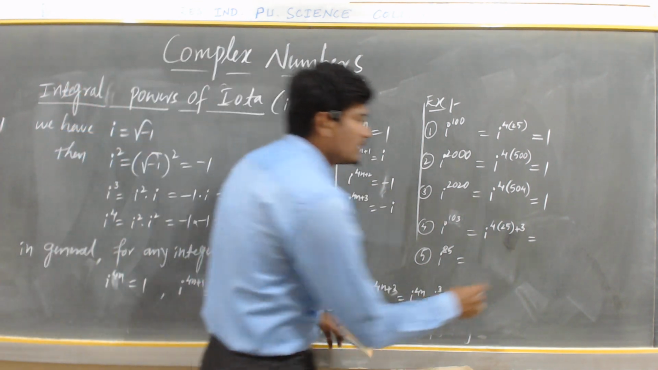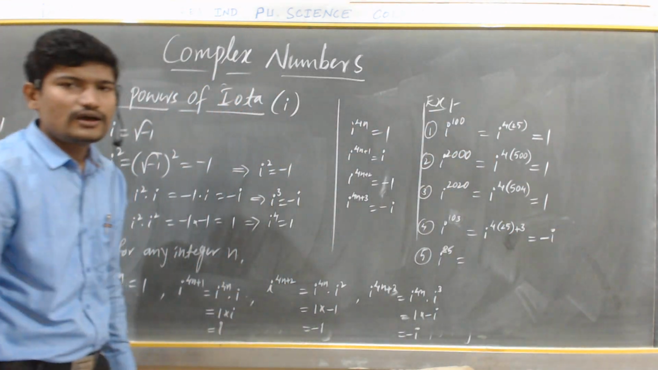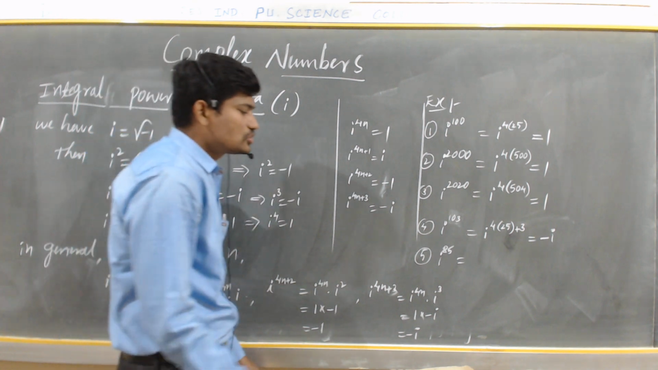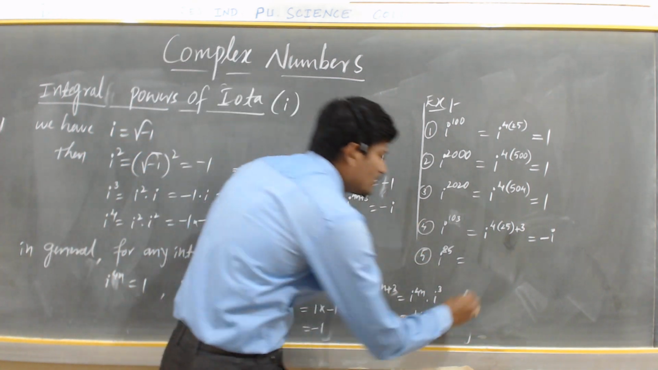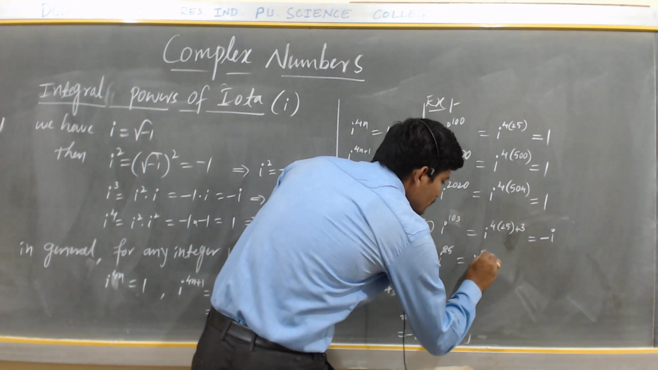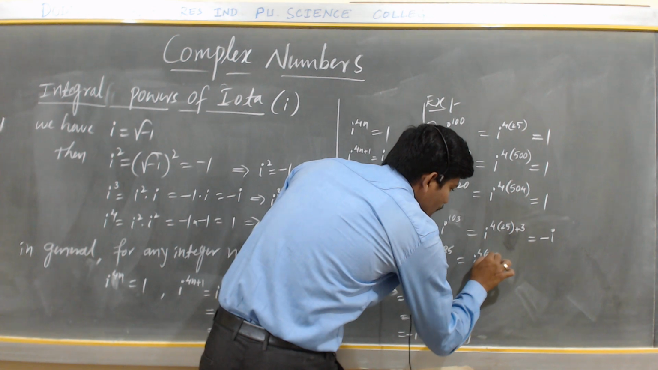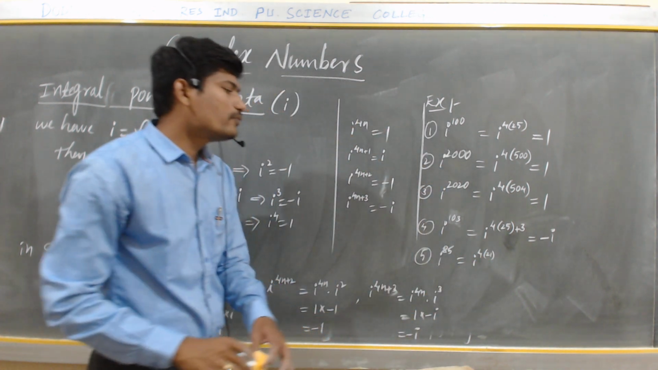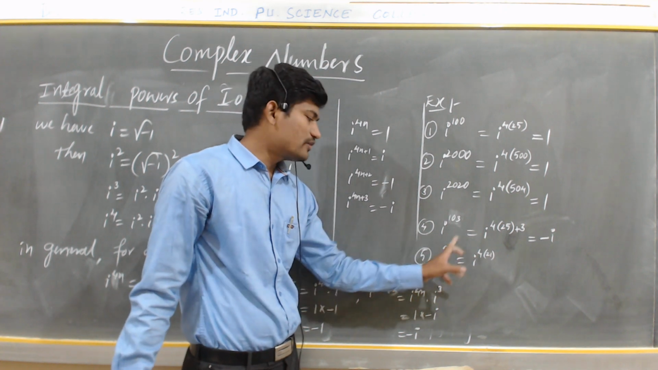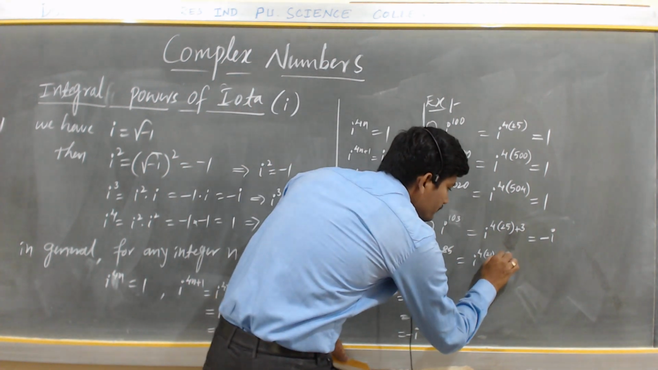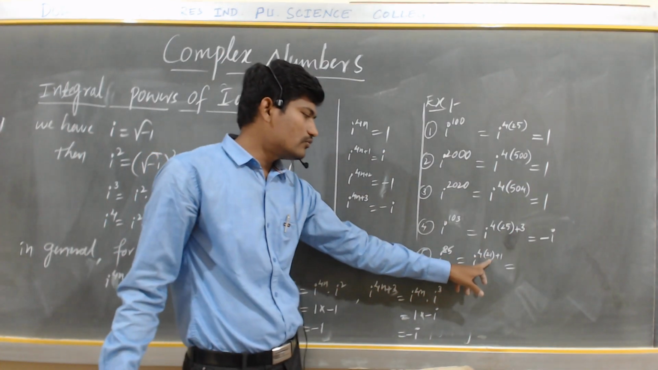Minus i. You write directly minus i. Okay. Next, i to the power of 85 is there. I to the power of 85 you can write as i to the power of 4 into 21. I to the power of 4 into 21 means you will get 84, plus 1 is there. I to the power of 4 times 21 plus 1.